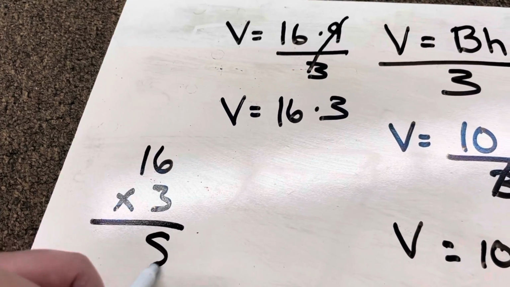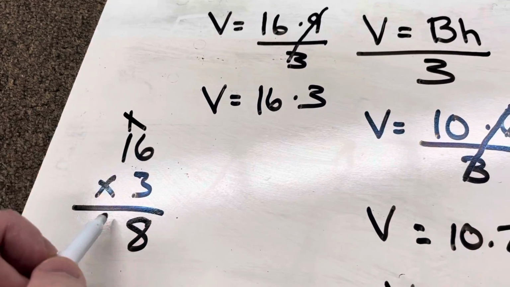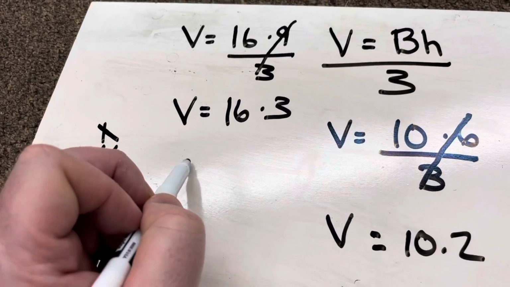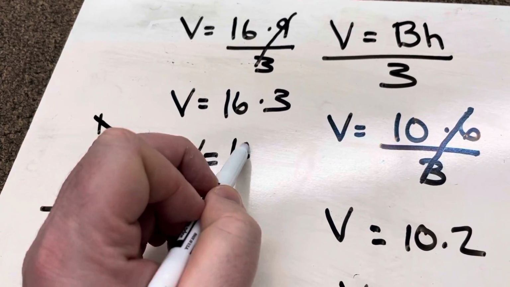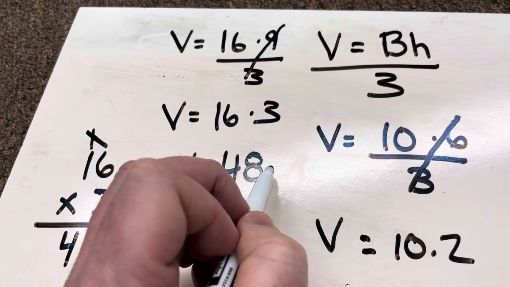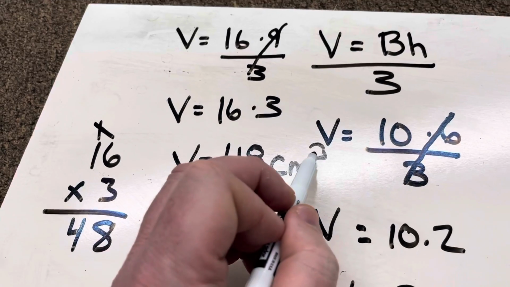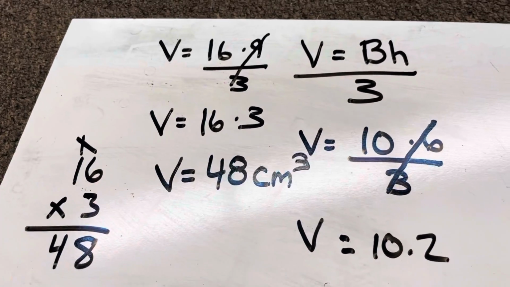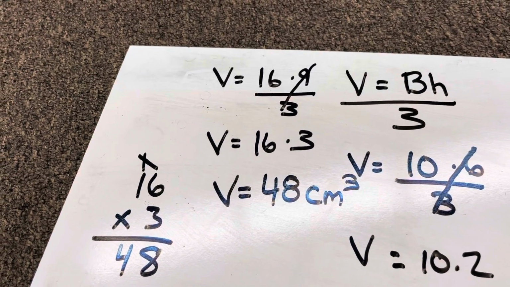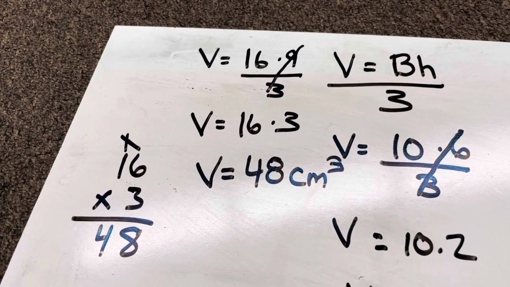3 times 6 is 18. Put the 8 down, carry the 1. 3 times 1 is 3, plus 1 is 4. I get 48, okay? Volume equals 48 cubic centimeters is what we have here for example number 4.